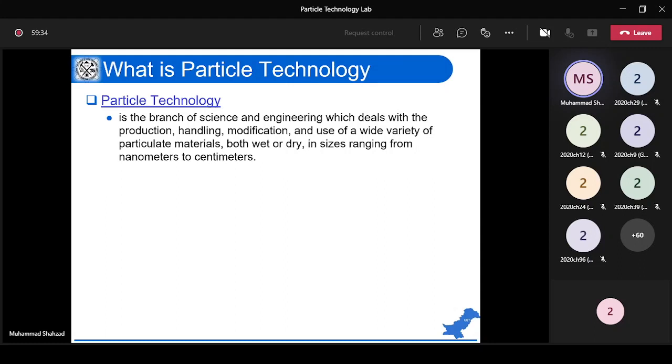Mostly we use particles in the range of a few micrometers to centimeters in routine. In routine at the industrial level, we are handling materials in sizes ranging from a few micrometers to centimeters. The scope of particle technology is clear to everyone, and the definition and the things which are related, these are clear to everyone. Okay.